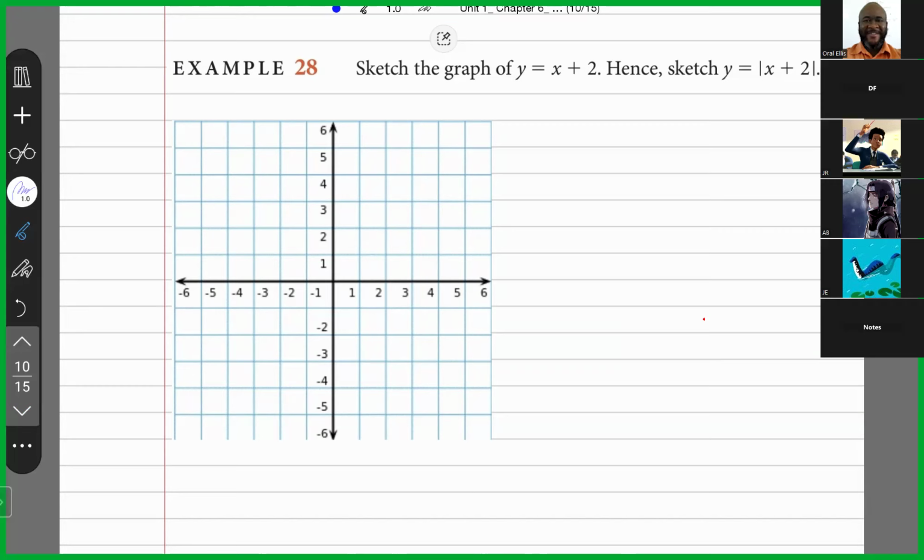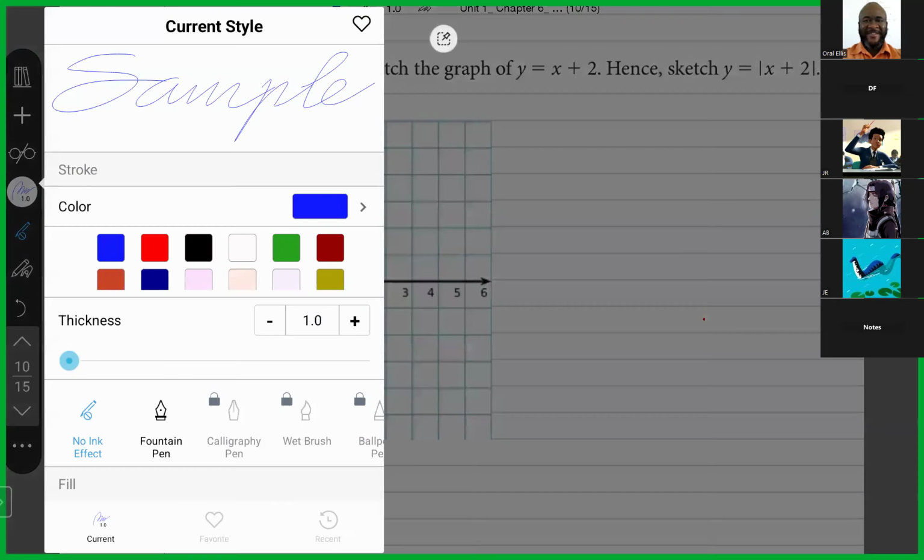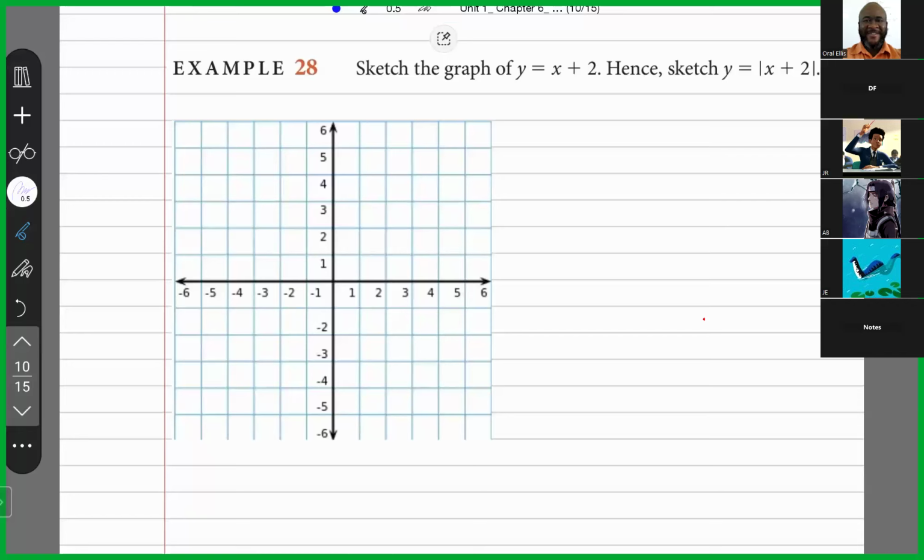and hence sketch the graph of y is equal to the mod of x plus 2. All right, so what I'll do is that I'll draw the two graphs with different colors. So let me decrease this a little as well. And I'll make the graph of y is equal to x plus 2 a little thinner. So we have y is equal to x plus 2. Now, y is equal to x plus 2 is a linear function, and the graph of a linear function is a straight line.